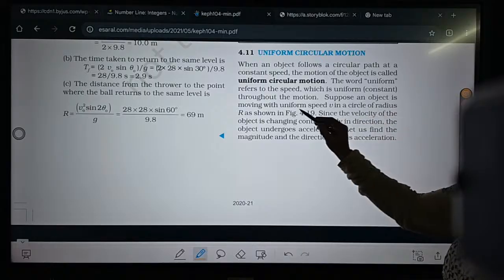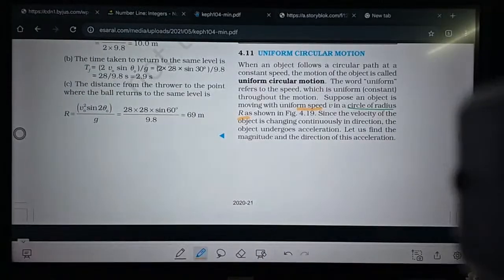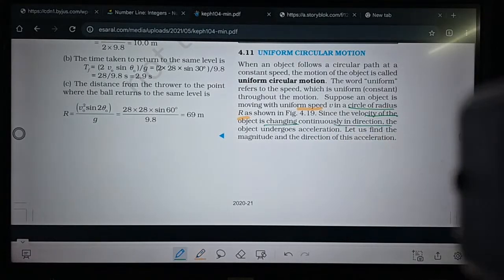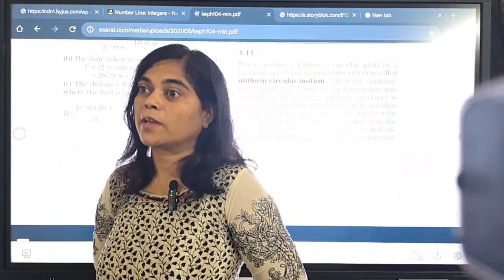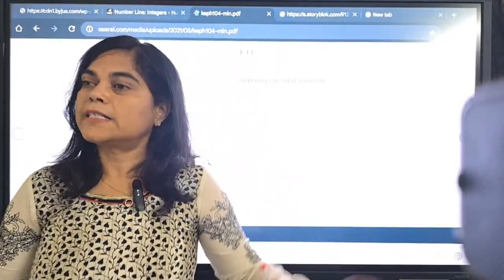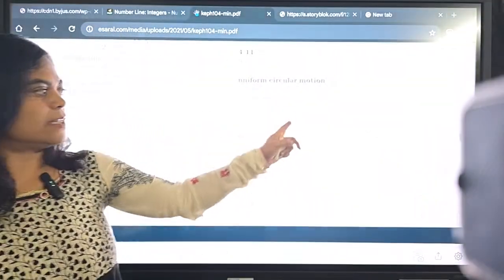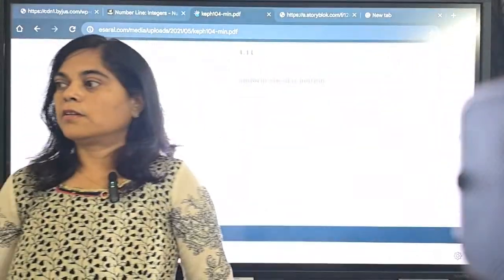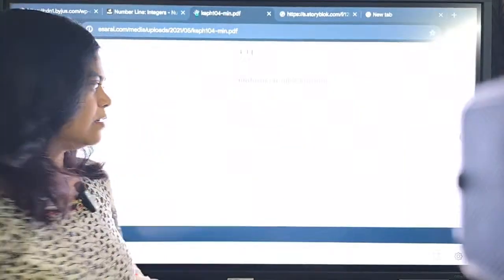Suppose an object is moving with uniform speed in a circle of radius r, okay? Since the velocity of the object is changing continuously in direction. What is the meaning? I've told you we are talking about the distance as well as the speed. Here it says, since the velocity of the object is changing continuously in direction, the object undergoes acceleration. So where does the velocity come in?